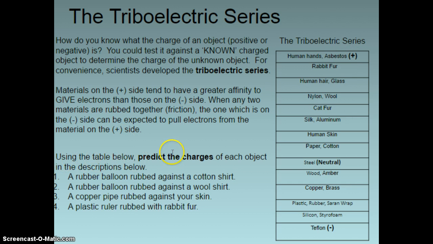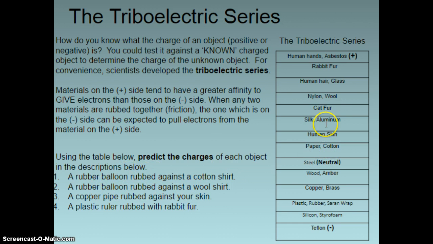So using the table below, predict the charges of each of the objects in the descriptions below. In other words, you should be able to use this and apply that to a rubber balloon against the cotton shirt. You'll find that the cotton shirt is on the positive end. It's going to give up electrons to the rubber balloon. So the rubber balloon will be negative, and cotton will have a positive charge after the friction.